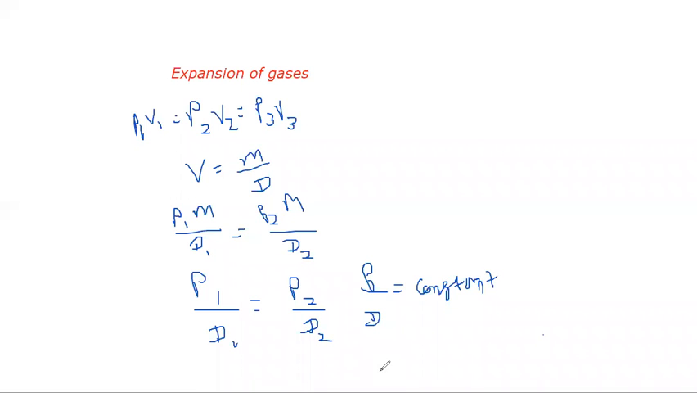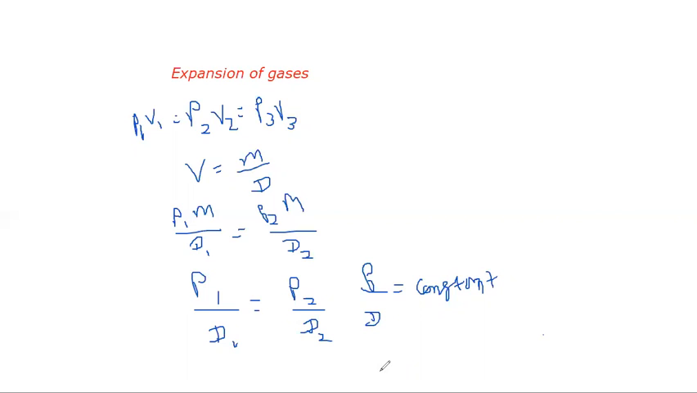Okay. Now, one very important observation which we see in our daily lives. When we blow air into a balloon, what happens? If we blow air into a balloon, the pressure inside the balloon increases. Also, the volume inside the balloon increases, right? So how can it be possible that the pressure is also increasing and the volume is also increasing? So this is violating Boyle's law.